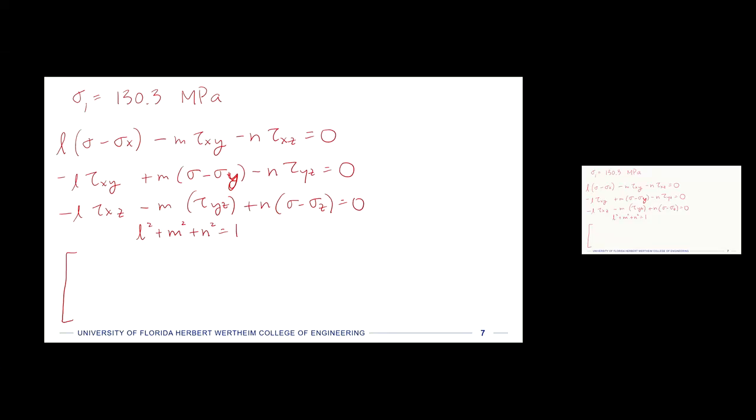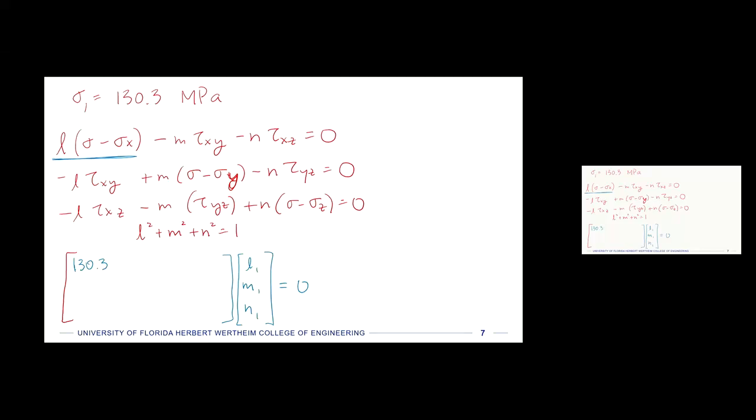So if I plug in some of the numbers, the first term on the top left, this L times sigma minus sigma x, all we have is L and sigma, because sigma x, sigma y, sigma z are 0. So I'm just going to write 130.3. So we're going to draw up our matrix, and then we're going to have the matrix we multiply it by as L1, M1, N1, and then that'll equal 0. So all of our terms will kind of match up. So that's the first term.